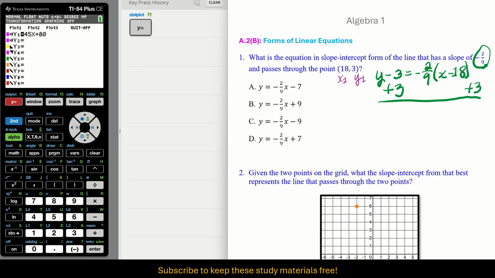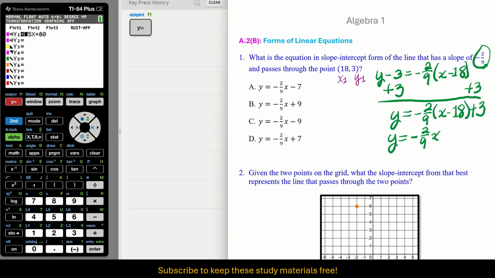When we were using the TI-30, we really didn't have to do that because we can put this into the calculator. We can actually put the 2 over 9 times x minus 18 with a plus 3 on the end. But if we don't follow through, then we really can't identify exactly which one it is. Now, we do know that all of them have the same slope, all the options.